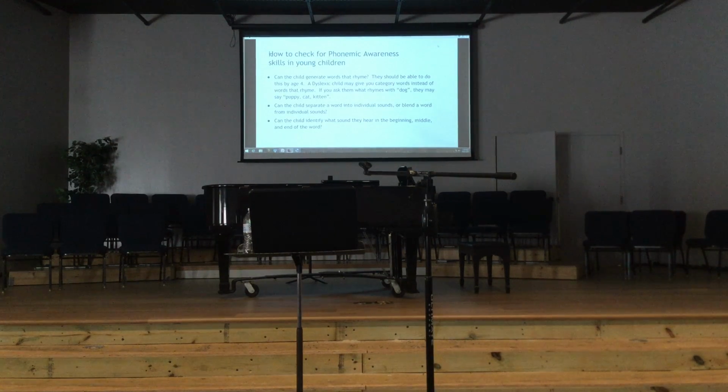So how do we check for phonemic awareness in young children? Again, we talked about rhyming. So this is one thing you can do with little kids, tell them to rhyme for you. What rhymes with cat? What rhymes with dog? By the age of 4, they really should be able to do this. A dyslexic child may give you category words instead of words that rhyme. If you say what rhymes with dog, they may say puppy, cat, kitten.